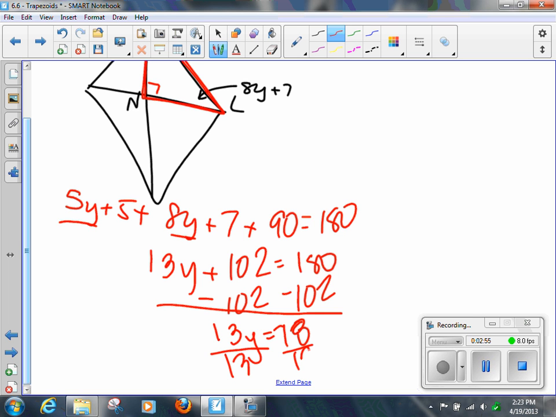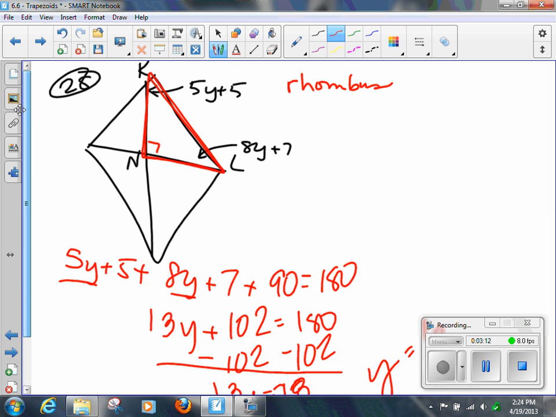Somebody help me out here. 13 into 78, that'd be 6. Y is 6, I think. Let's see if that's right. Okay. So then if it's 6, I'm going to plug it back up here. 5 times 6 is 30. 30 plus 5 is 35. For that angle NKL, that was the one we had to find. Okay? Any other questions? Any at all?